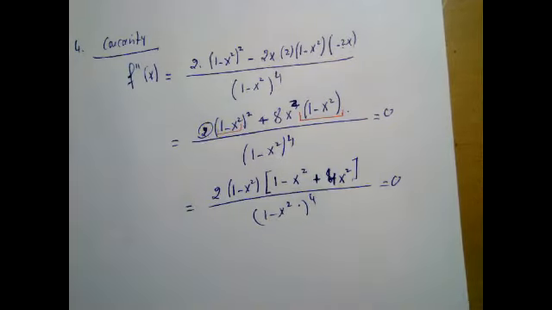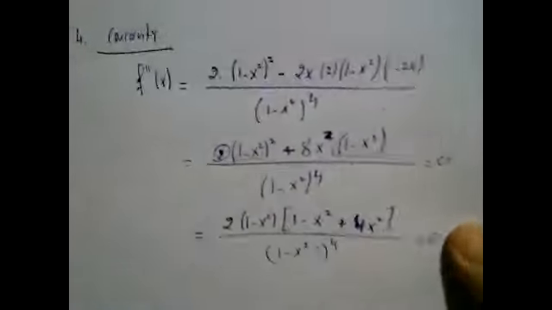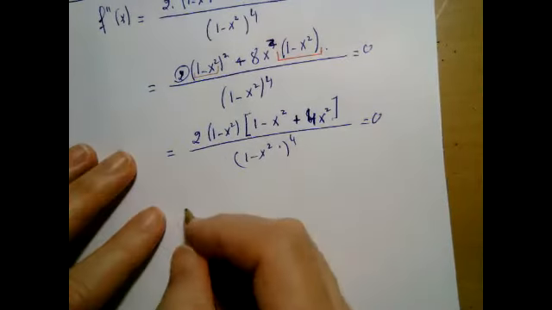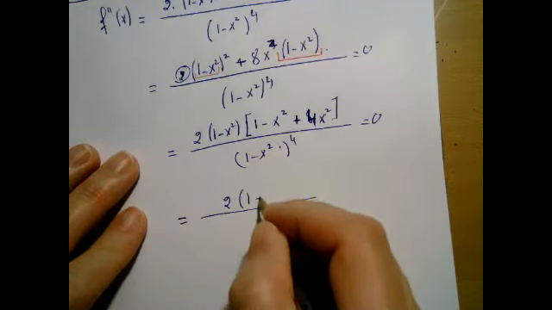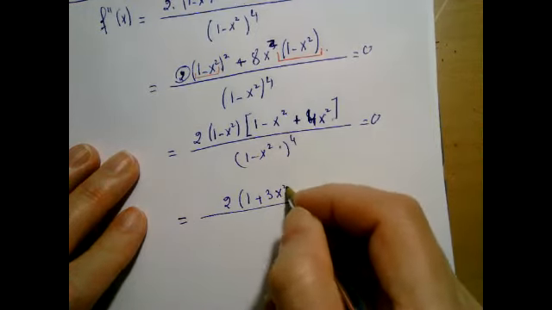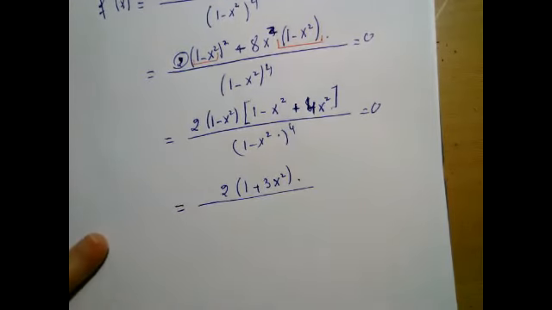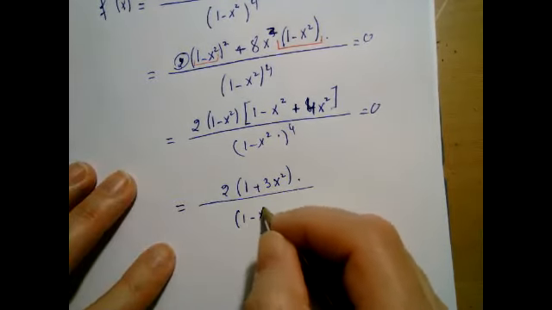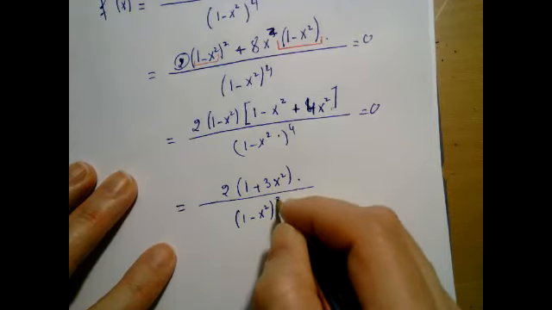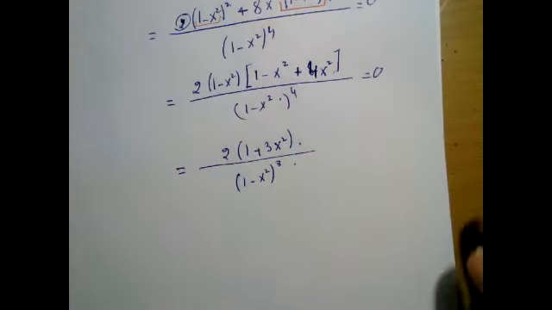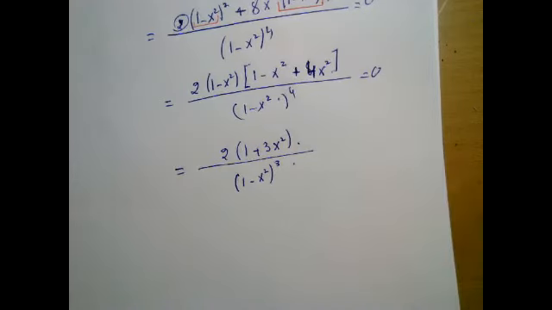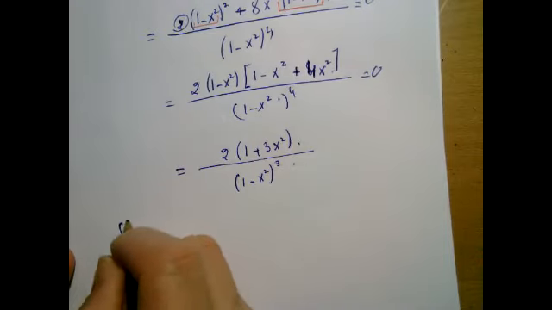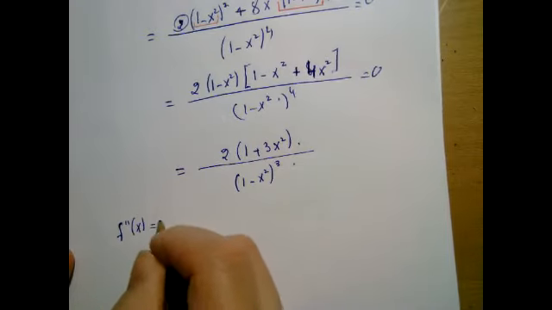The reason I factored 1 minus x squared is because I can, and I know I am solving. And whenever you solve, factoring is the way to go. So finally, I will have 2 times 1 plus 3x squared over 1 minus x squared to the power 3. Okay, so that's my second derivative. Now, we're going to set f double prime equal to 0.